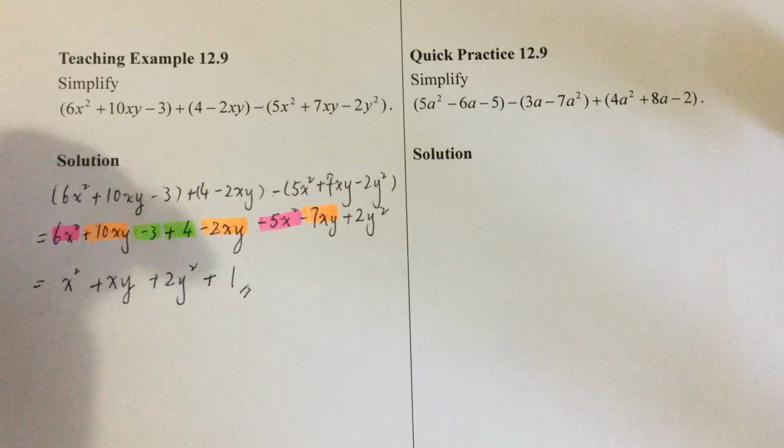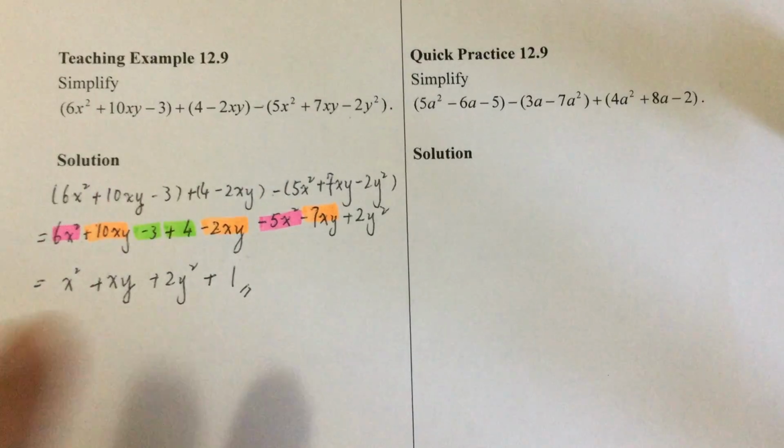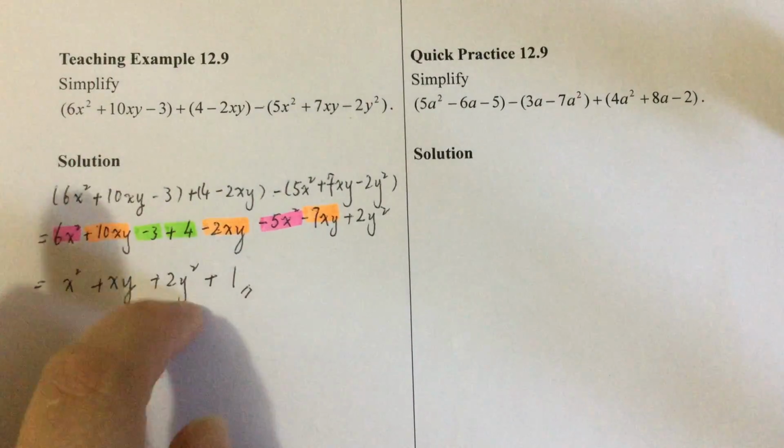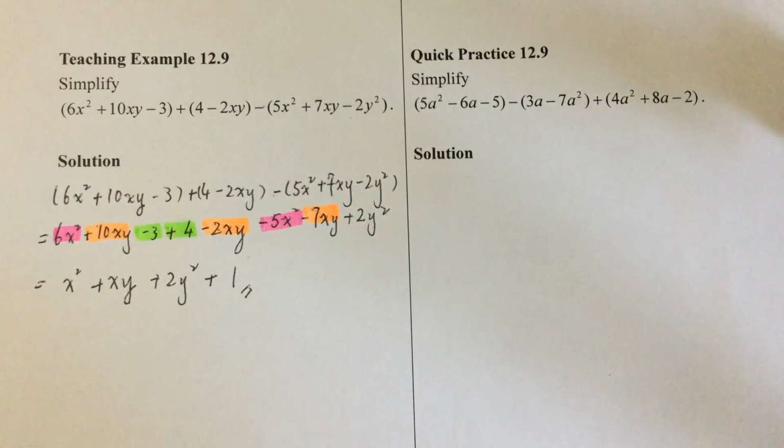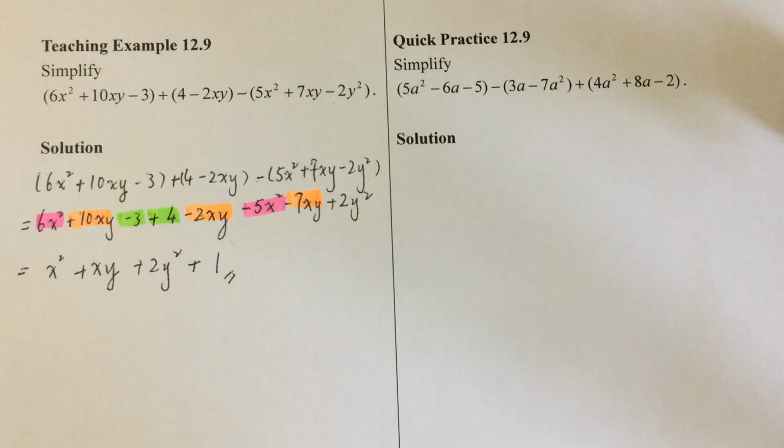So every time you see 3 steps, it is okay. So first of all, you must break down the bracket correctly. Secondly, you must pair up the like terms together. So you will never get the wrong answer. Okay, now I'll give you 1 minute to do quick practice 12.9. And so this is the end of this video after that.